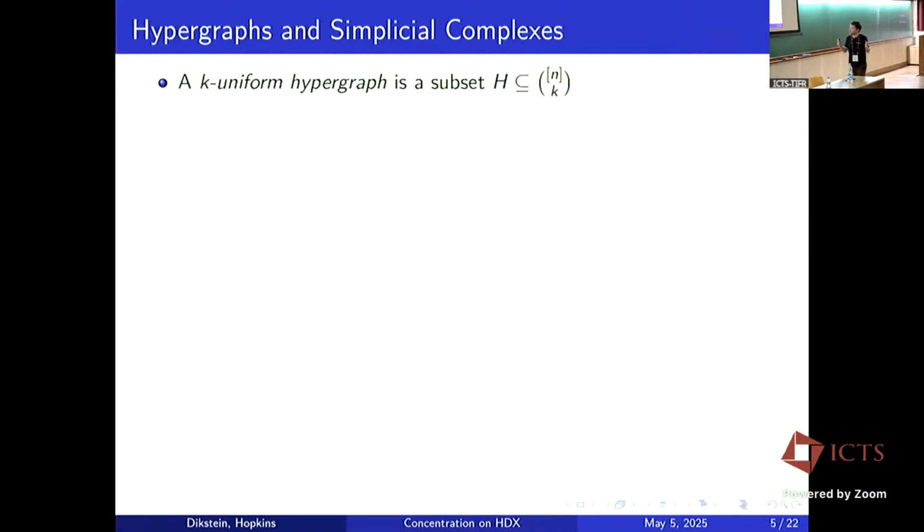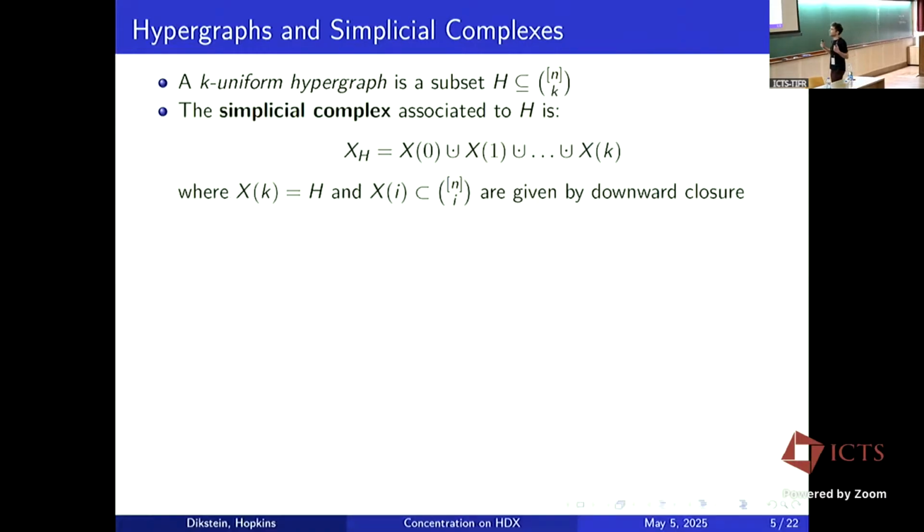Okay, so we'll look in particular just at k-uniform hypergraphs. So we'll just think of this as a subset of n choose k. Nothing more complicated, we just have k-tuples. And in the study of high-dimensional expansion, it turns out it's very useful to think of these hypergraphs, in fact, as objects that are called pure simplicial complexes, which is just the downward closure of the hypergraph. Right? There's nothing complicated here. We'll just write X as the union of X0 through Xk, where Xk is H, and Xi is the set of i-tuples that's given by the downward closure of this hypergraph. So every i-set that sits inside some k-set in the hypergraph will be in Xi.